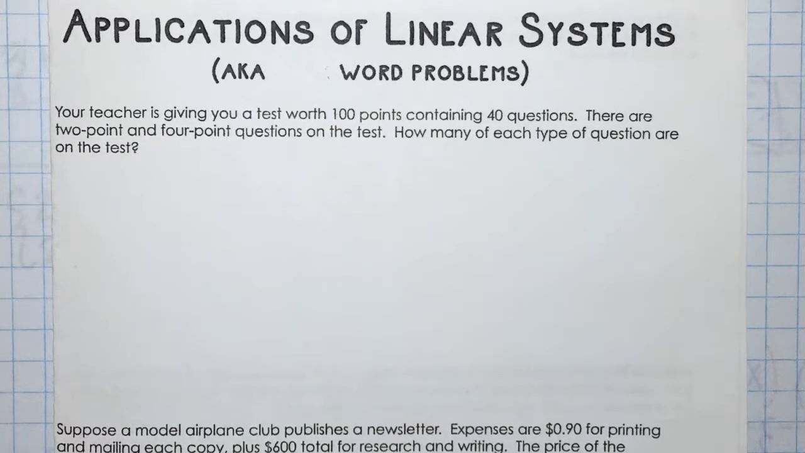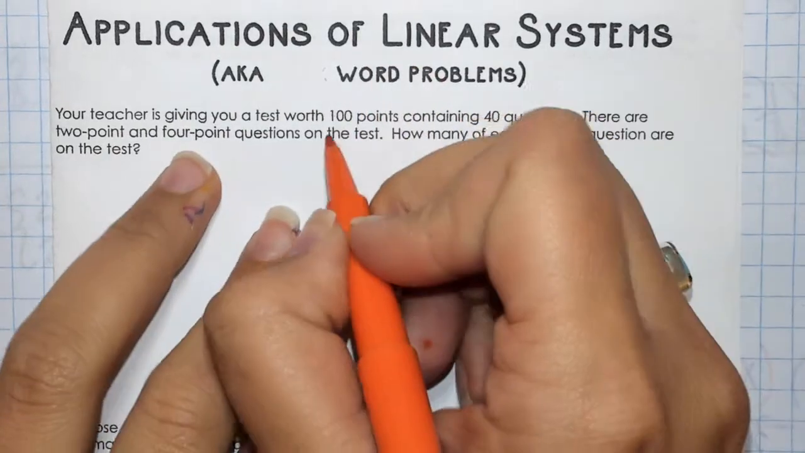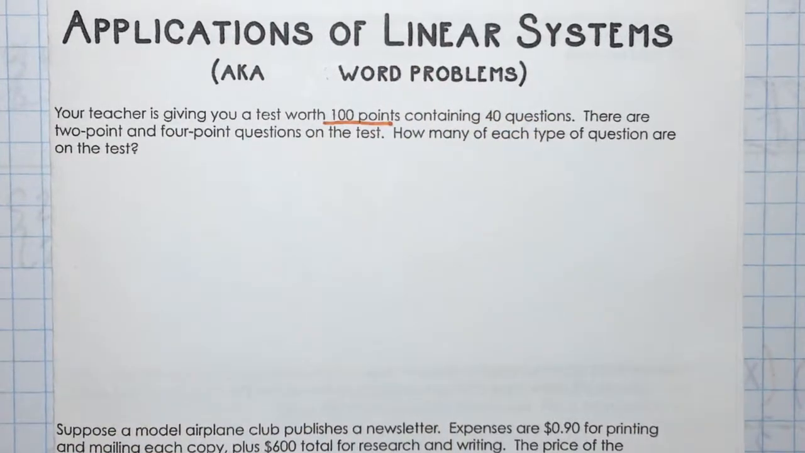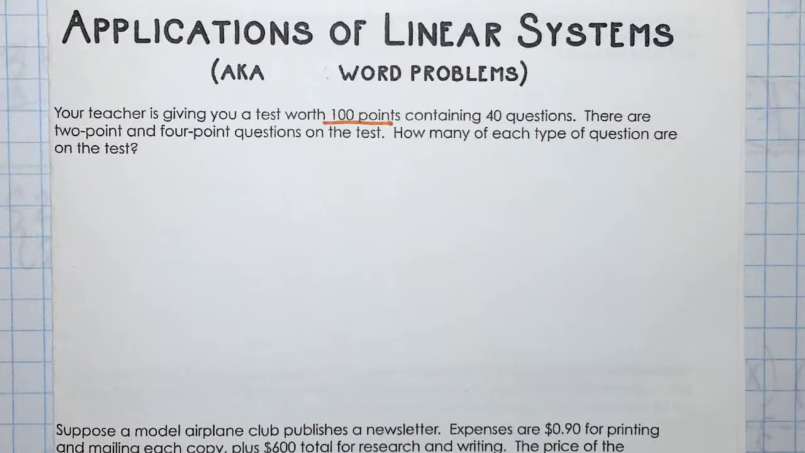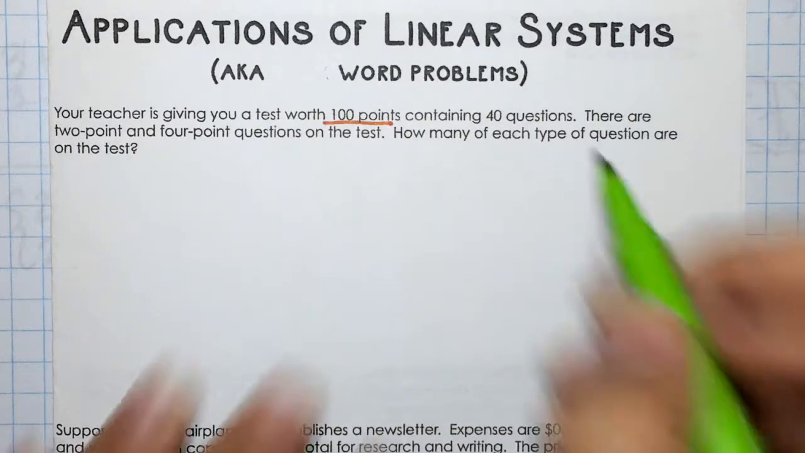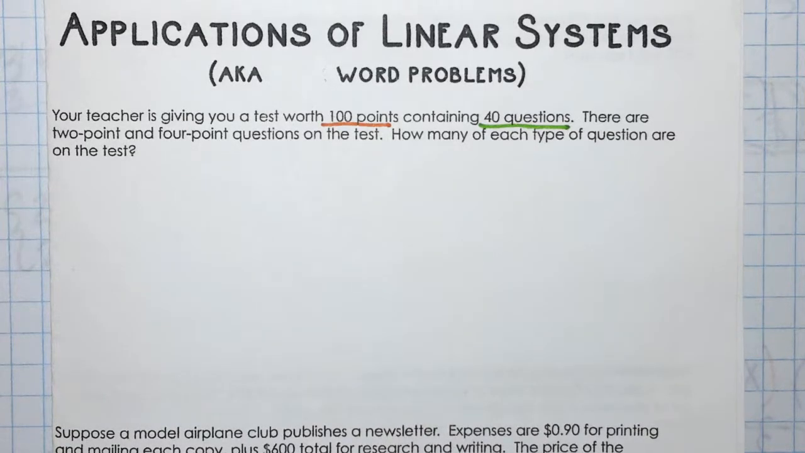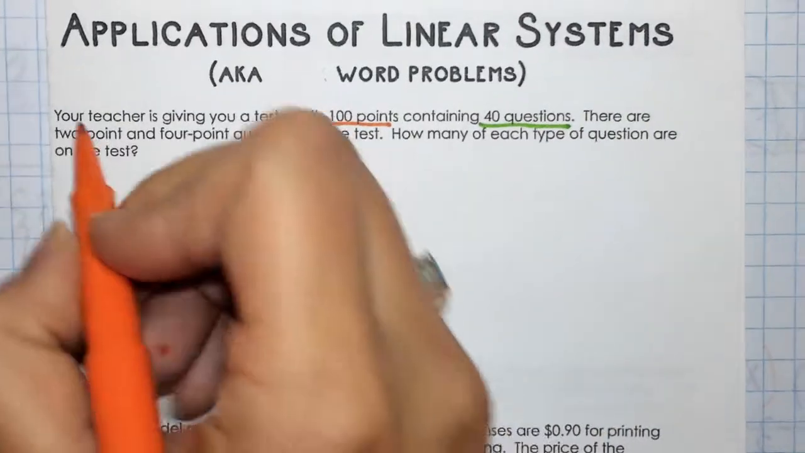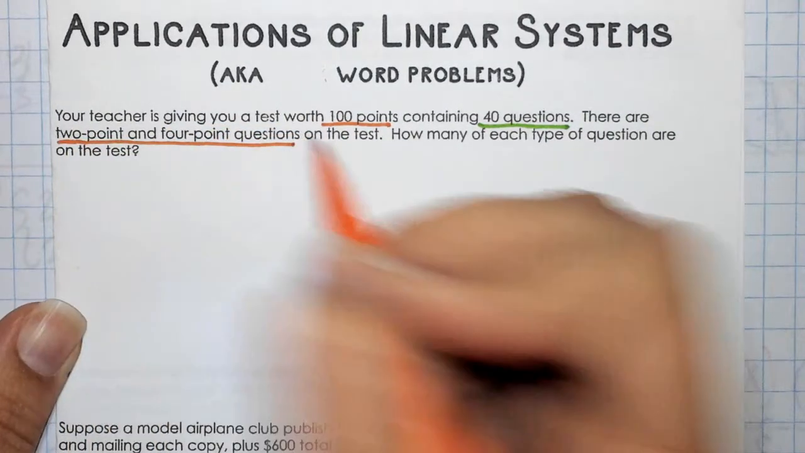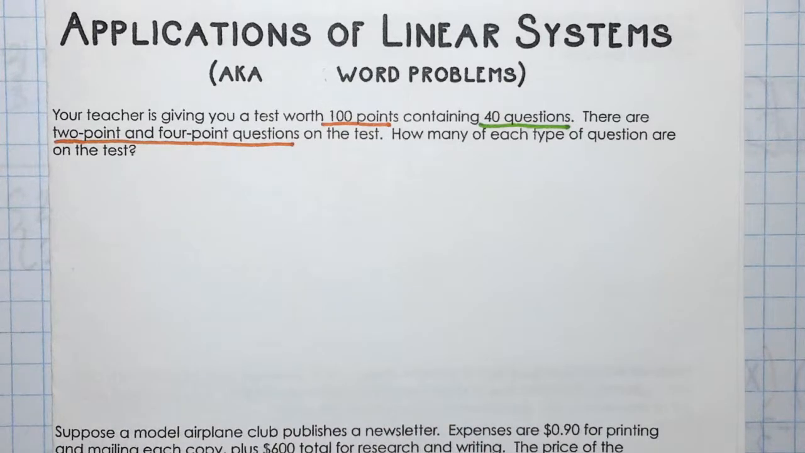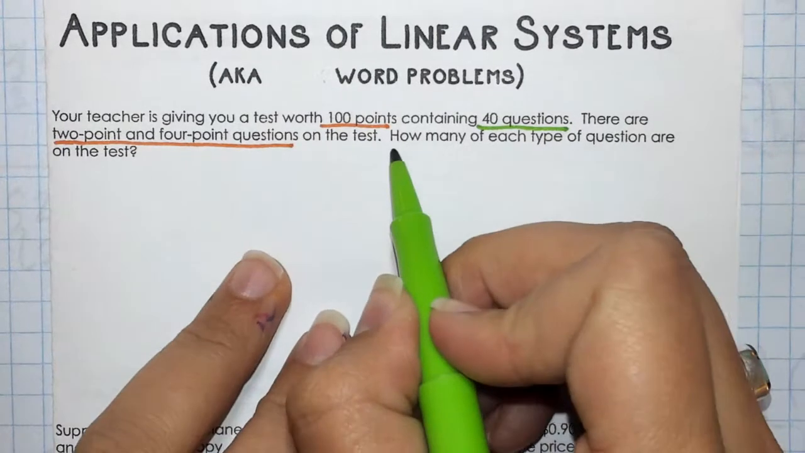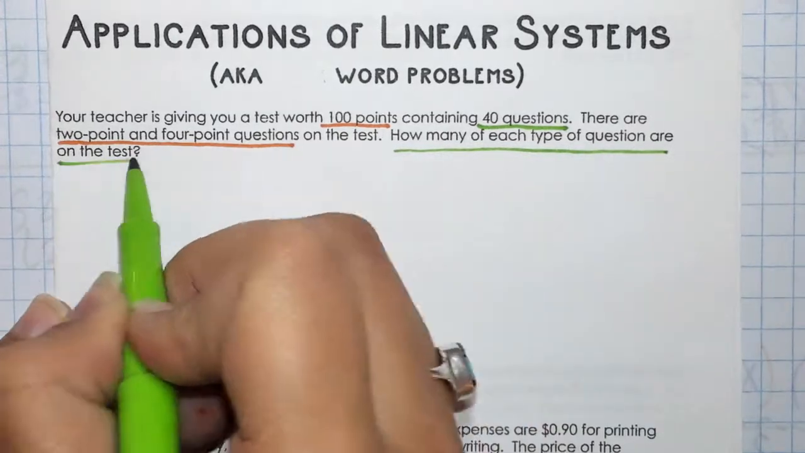All right, so I'm giving you a test, right? And what is it worth? 100 points, okay? So let's underline that it's worth 100 points. How many questions does it have? 40. Okay. Now, does it tell us any other information about the points in the problem? Damien? 2-point and 4-point questions. Awesome. Take a point. 2-point and 4-point questions on the test. And then it says how many of each type of question.